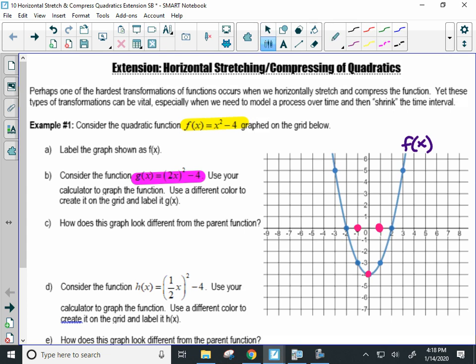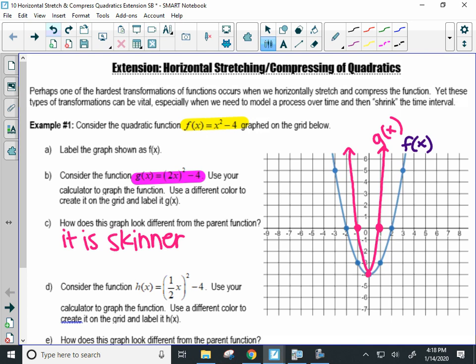When I connect those dots, oops, that is not a good line. Let's try that again. Start way up here, come down to the vertex, back up. And this graph, I'm going to label it, that's g of x. Now, how does that graph look different than the parent function? I would say it's skinnier or more narrow. So it is skinnier. We'll formalize that in a second. This graph looks smaller and more narrow.